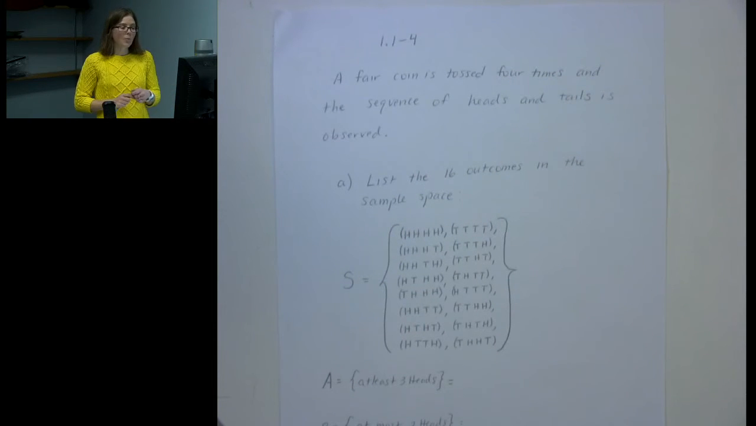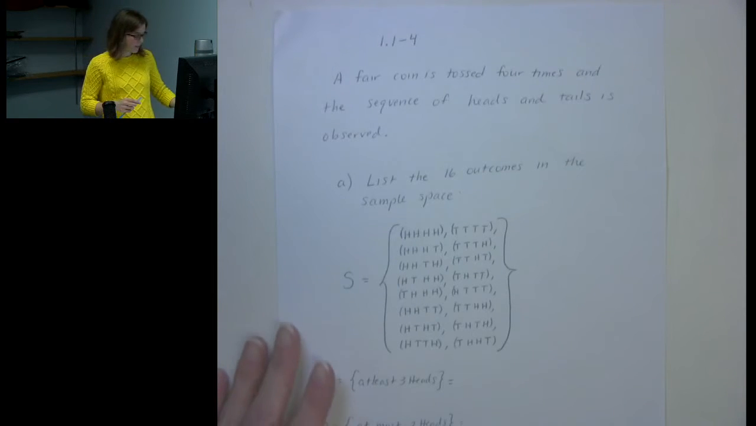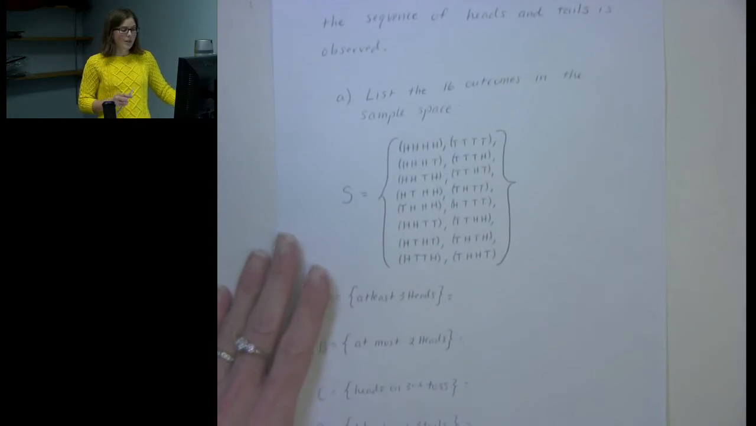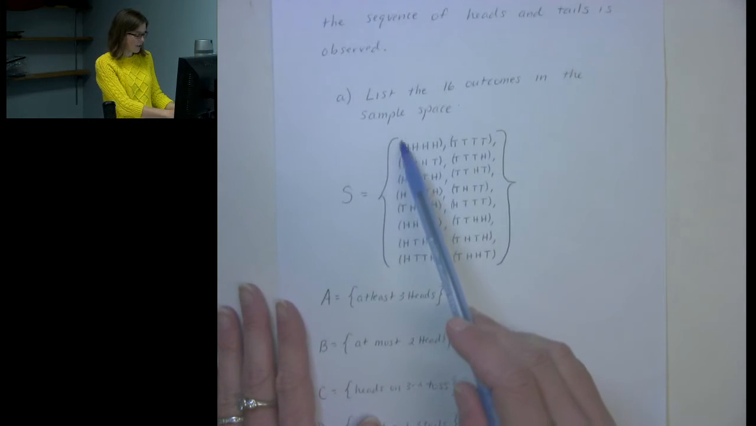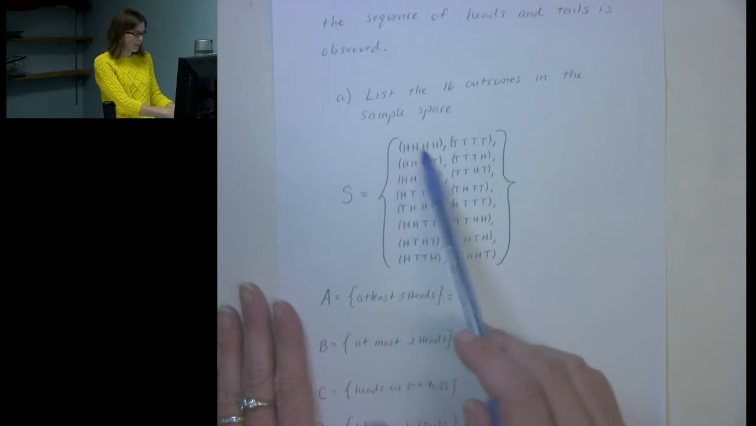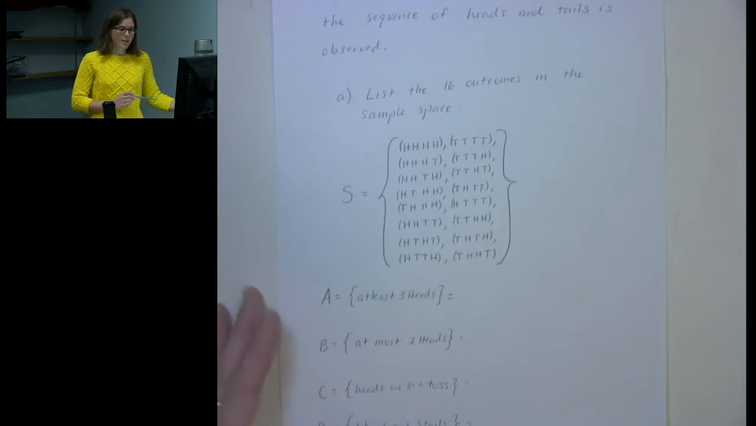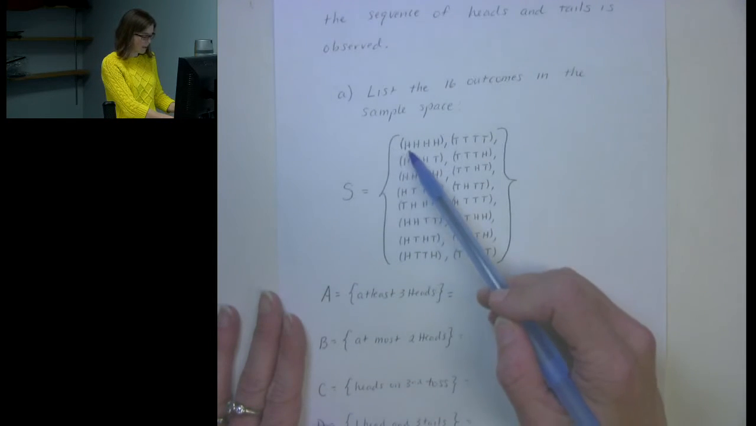So this is question 1.1-4. This is the one where a fair coin is tossed 4 times and the sequence of heads and tails is observed. The first part of it was to list the 16 outcomes in the sample space. And just as a reminder, when we list the outcomes in the sample space, sample space is a set, so we should be using set notation. So here are the 16 outcomes, ordered sequences of heads and tails.